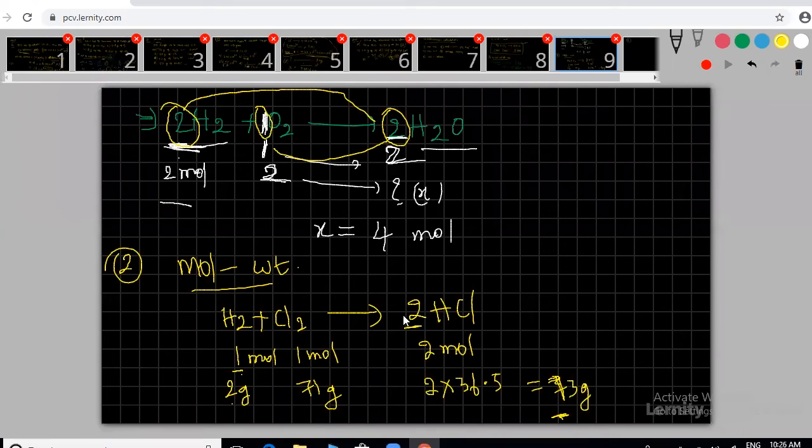You can do one more problem. Write a basic equation with balancing, and under that write the molecular weight and the number of moles.